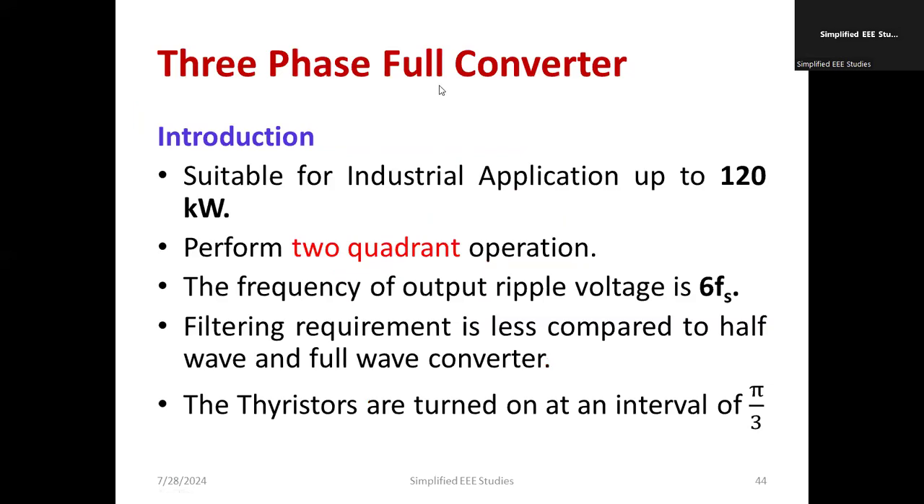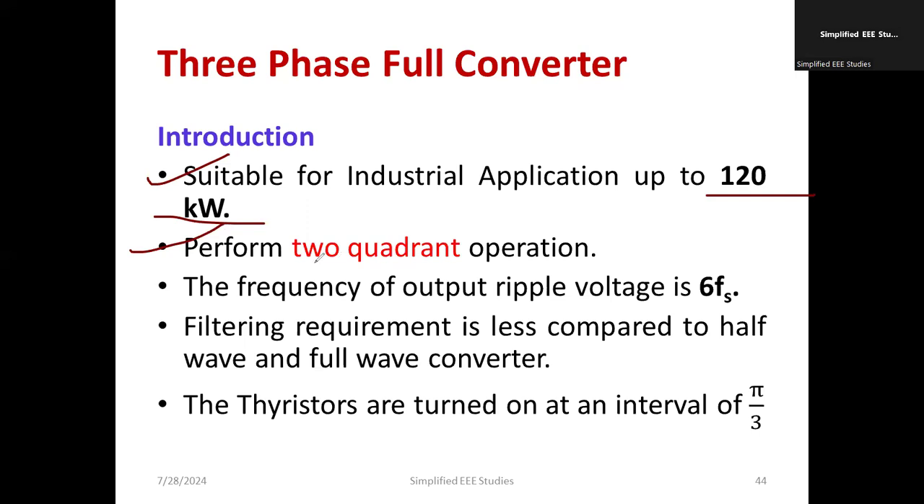First of all, we'll understand why we require a three-phase full converter. We know that if the power requirement, if the operating load is more than 100, or say up to 120 kilowatts, a single-phase full converter is not suitable because there will be more ripple content and that's not convenient to operate. And economically, a single-phase full converter is not convenient if the power rating is high. At this instant, you can go for a three-phase full converter.